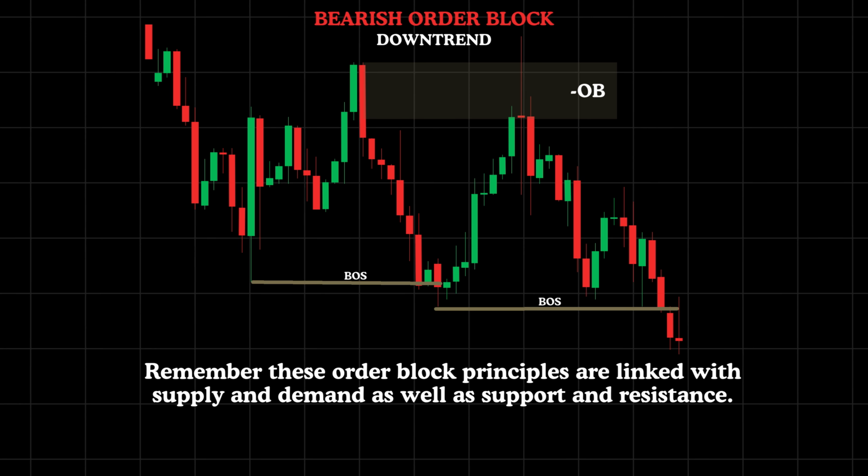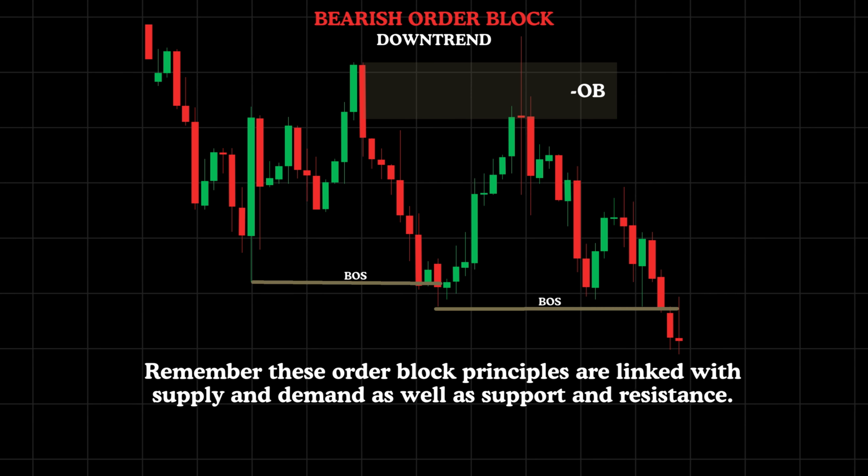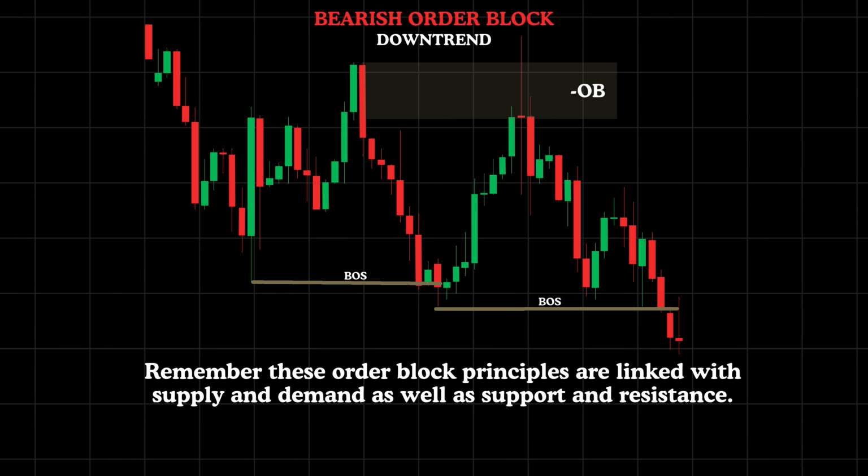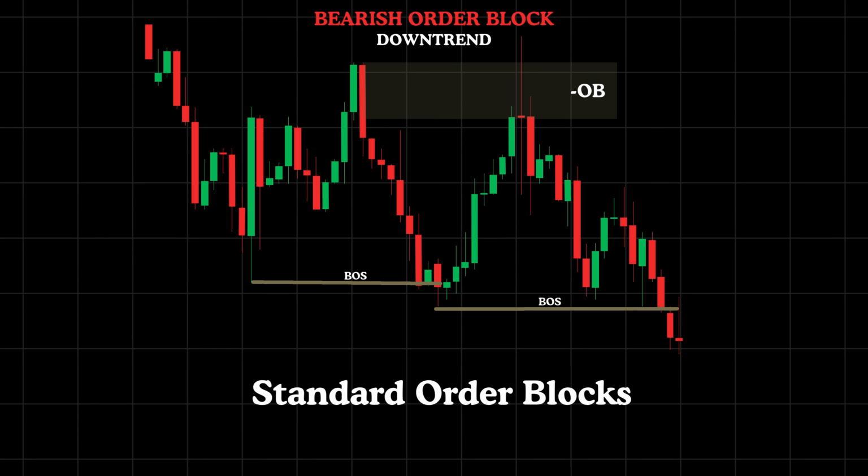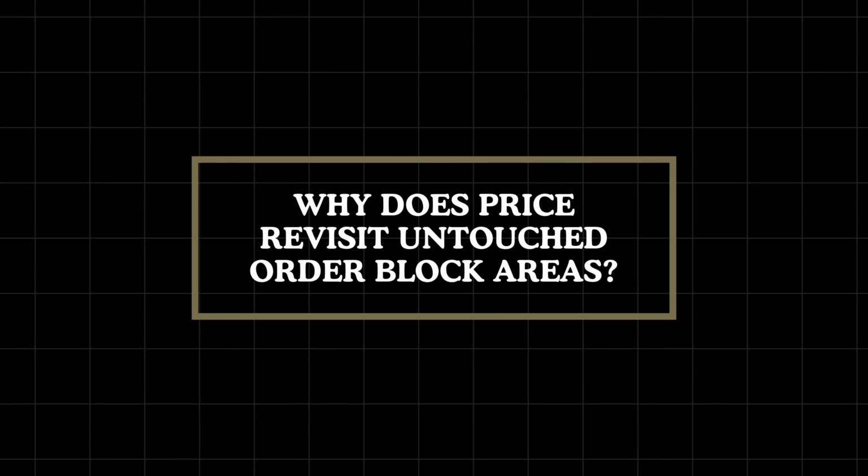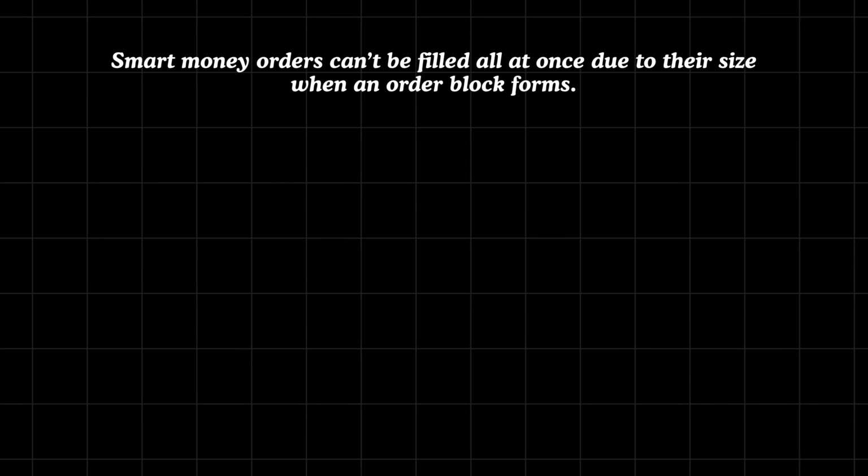Remember, these order block principles are linked with supply and demand as well as support and resistance. Both of these types fall under standard order blocks. Why does price revisit untouched order block areas? Smart money orders can't be filled all at once due to their size.